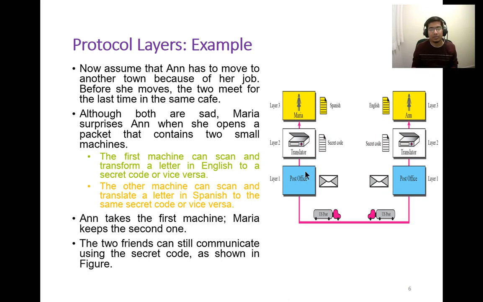In this case, we have seen it's not being done by one single layer. However, it is done by three different layers. This is called the layered task. When we divide one complicated task into multiple layers, it is called a layered task. It makes a complicated task into a simplified form, and also it makes it easy to communicate, even though the two devices or the two persons are not in the same state.